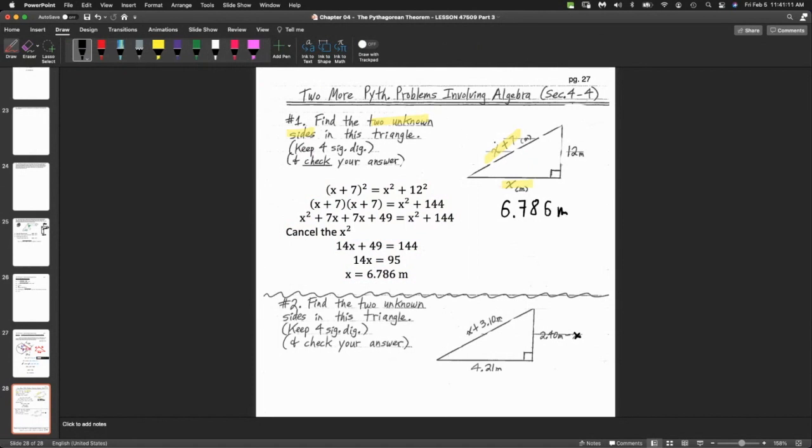And the other one is 6 plus 7, so 13.79. So all I did there was I added 7. And why did I only put the 2 decimal places here? Because the question says 4 significant digits. So I had to remove one of those decimals.